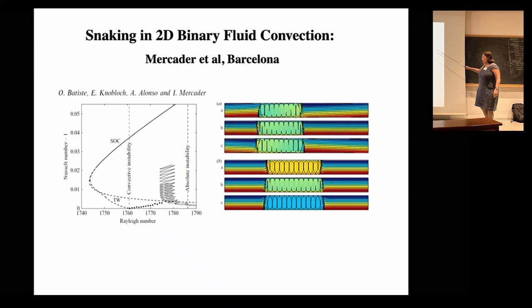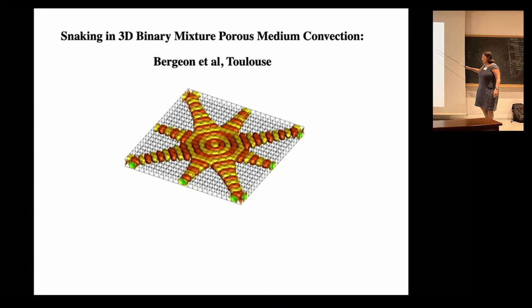So this is a whole bunch of saddle nodes. You really have to know unstable ones, necessarily they do that. And each time they add another roll as they're doing this. Baptiste, Knobloch, Alonso, Mercader, you can ask them. And then there's 3D snaking, where each time they add another petal. And this is the group of Bergeon that used this method.